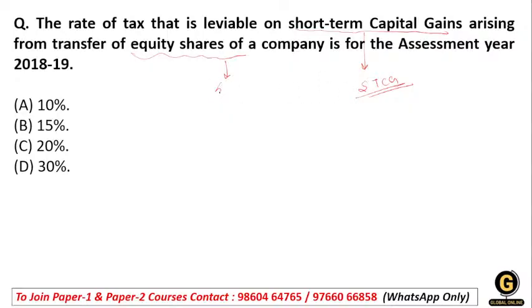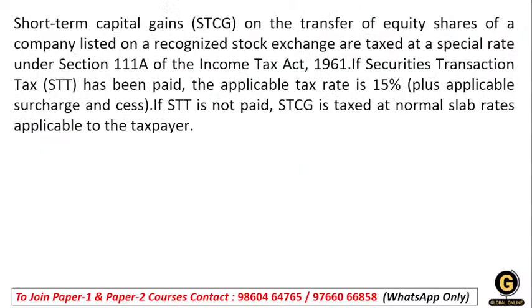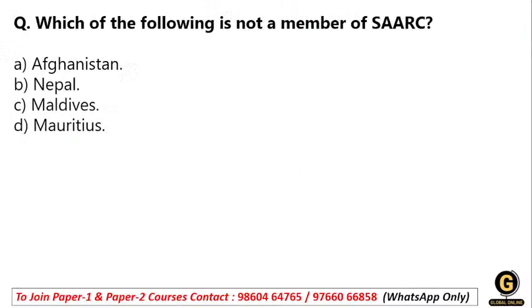This is given in section 111A, and the applicable tax rate is 15%, plus surcharge and cess. Okay, so option number B will be the right answer. Then the next question. Here we have completed the income tax questions.